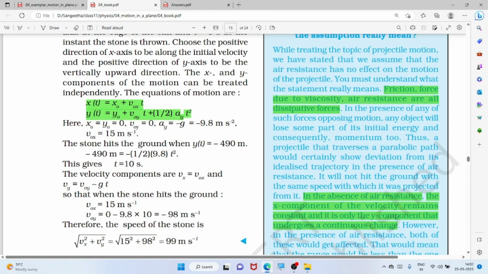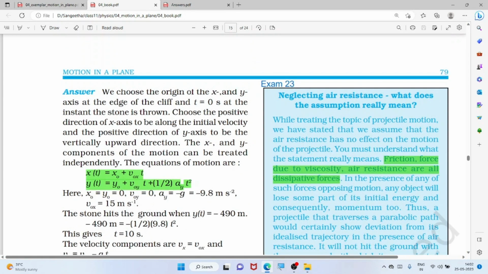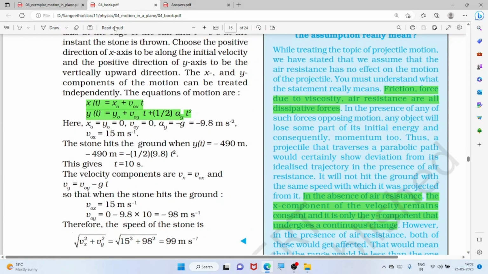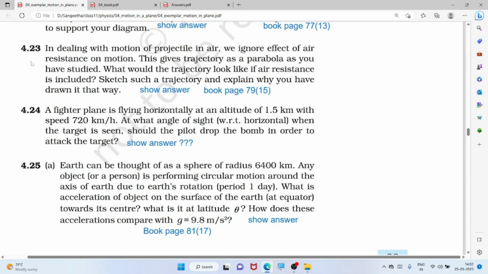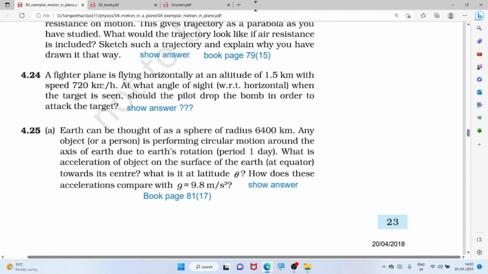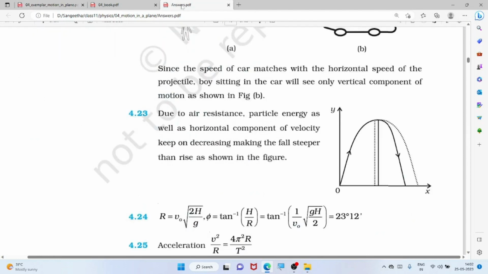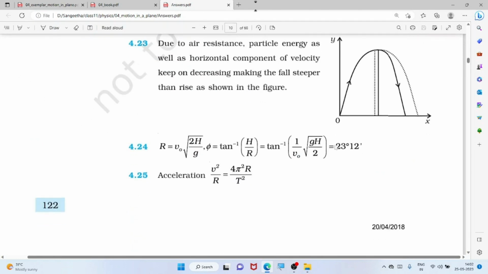Here the effect of air resistance they have mentioned. You can go through it here. A fighter plane is flying horizontally. At what angle with respect to the horizontal should the pilot drop the bomb when the target is seen? This is 4.24. They have given the angle, so you can go through it.